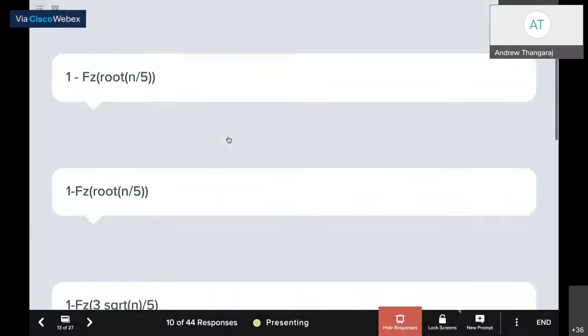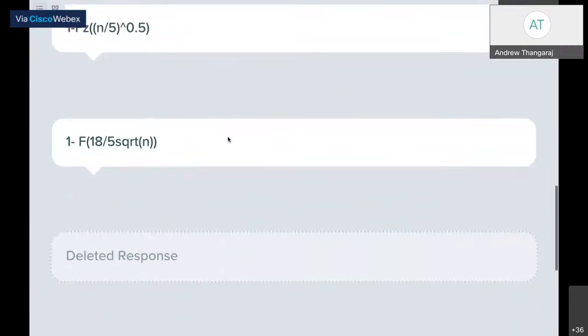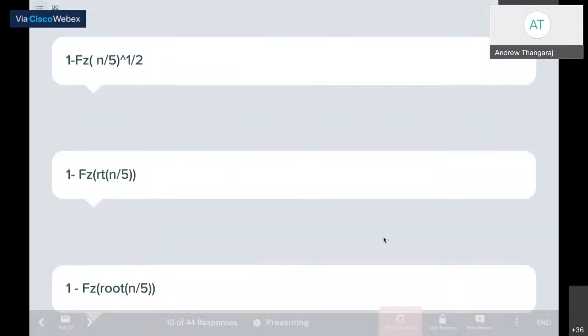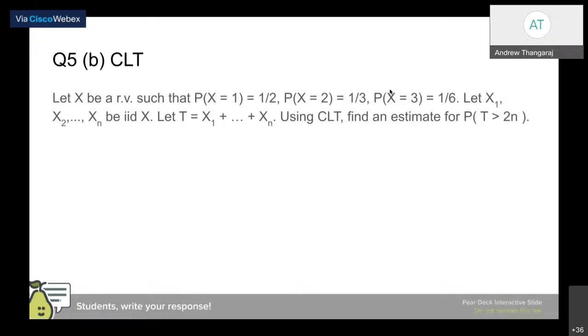1 minus Φ of root n by 5. So quite a few people have got 1 minus Φ of root n by 5. Quite a few people have got other factors. So there's a question about (t minus mu) by sigma. Okay, so it depends on what you call mu and what you call sigma. You have to pay some attention there. Be a little bit careful with this.